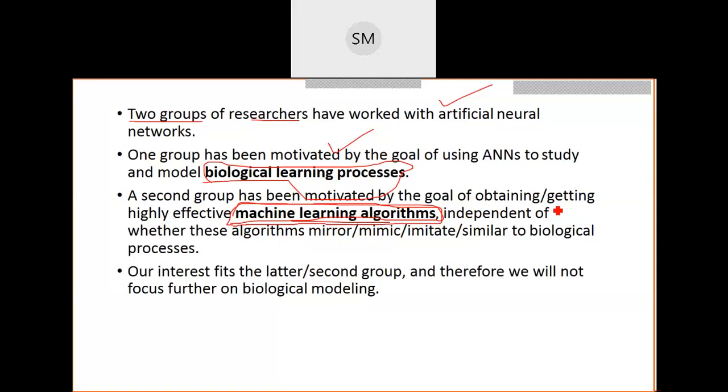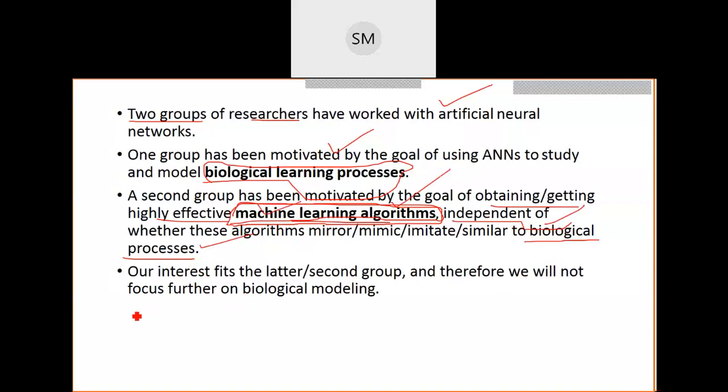The goal here was simply obtaining highly effective machine learning algorithms, and these machine learning algorithms are completely independent of our biological processes. It means don't compare these machine learning algorithms with biological processes. That is why we call all these machine learning algorithms artificial neural networks.